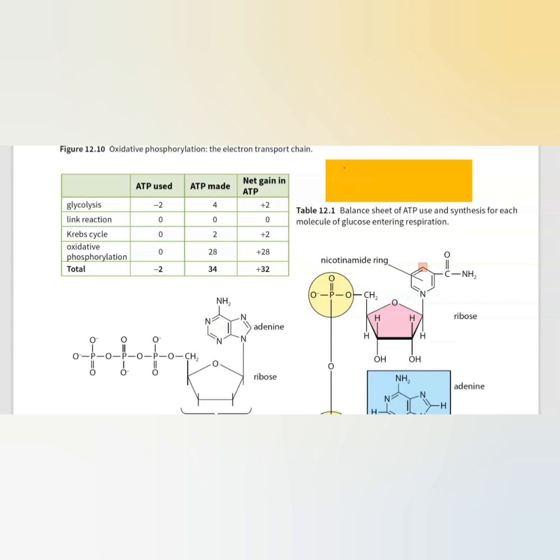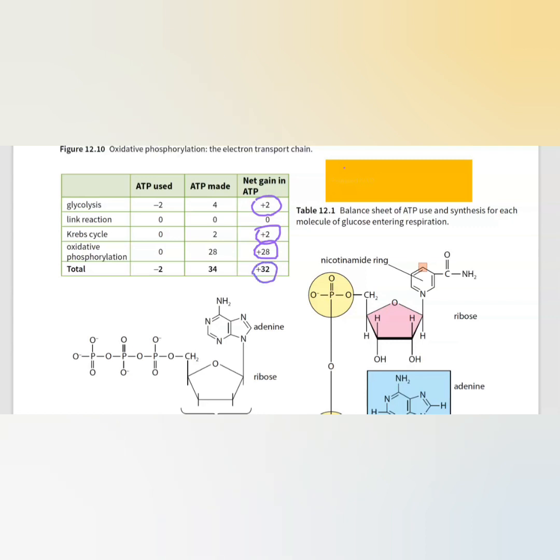So in this picture, this table, we can look at glycolysis: net 2 ATP are being produced here, and from the Krebs cycle 2 ATP are produced here, and from oxidative phosphorylation 28 ATP molecules are being produced. So as a whole, one glucose molecule can generate a total net gain of 32 ATP.